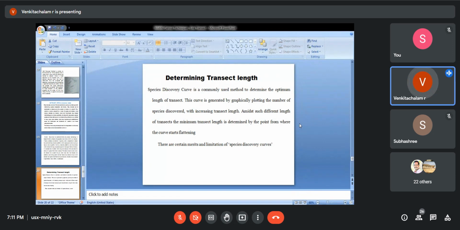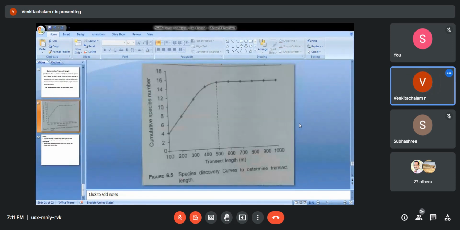There are some merits and limitations also. Actually, this is the species discovery curve. When we plot this curve, we will get some idea of what the length of the transect should be. On the x-axis and y-axis, we have the cumulative number of species and transect length. Where the curve flattens, that will be considered as the transect length for that particular area.